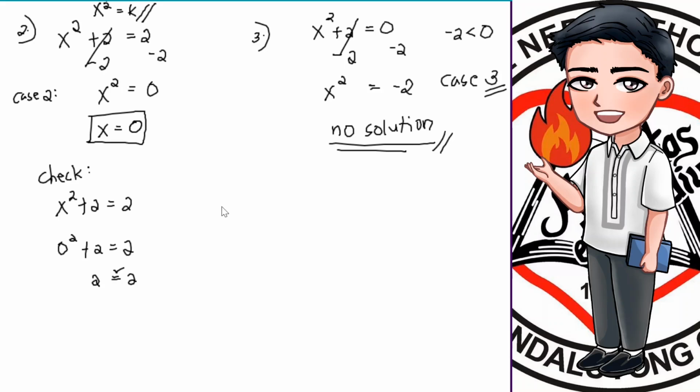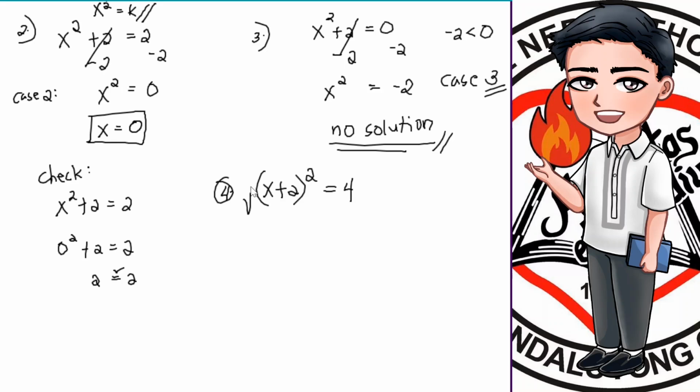Right? So let's have another example. Let's say (x + 2)² = 4. Now, this is in the form of x² = k. Therefore, 4 is greater than 0. So, we know that there will be two solution set in this quadratic equation.